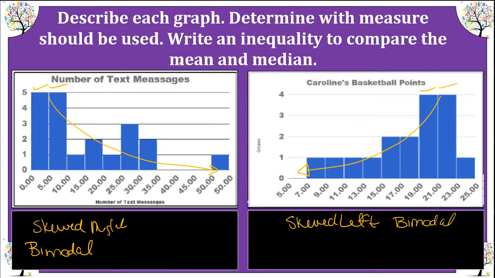And now let's talk about the mean and the median. In the number of text messages, because the data is being pulled to the right, our mean is going to be greater than the median. Sometimes we may see the statement, the mean is greater than Q2. In this example, the mean is being pulled down to the left, so our mean is going to become less than the median.